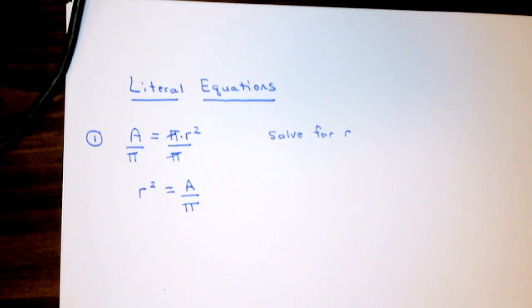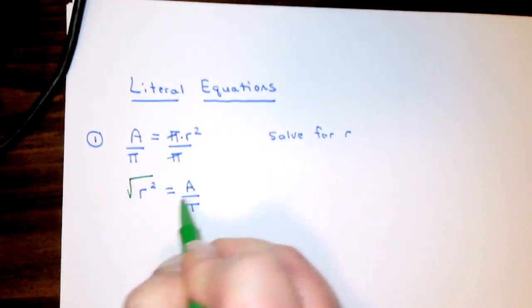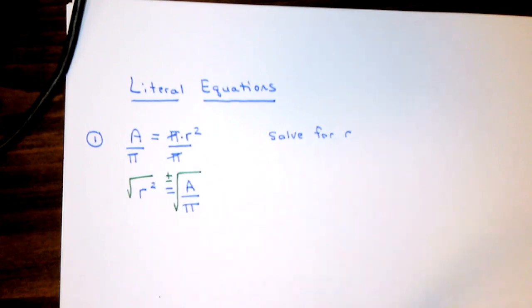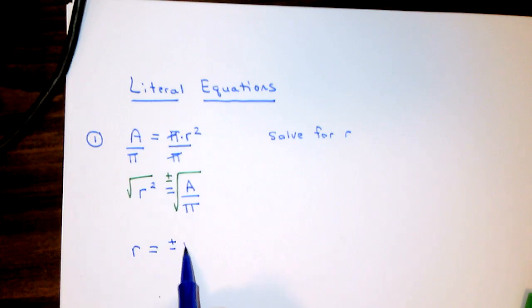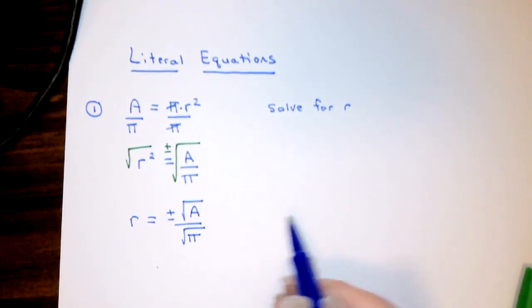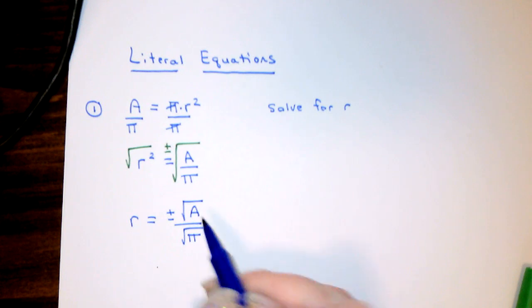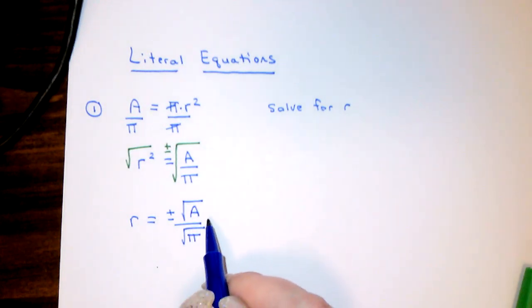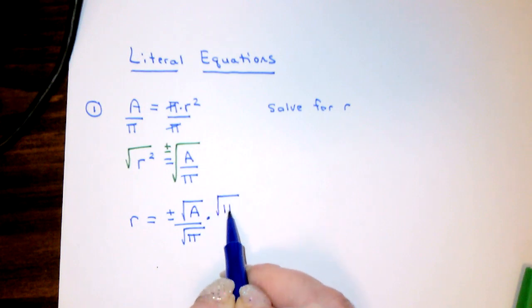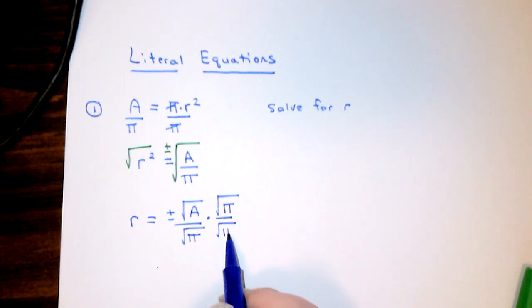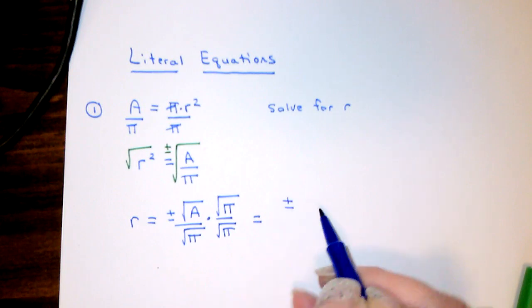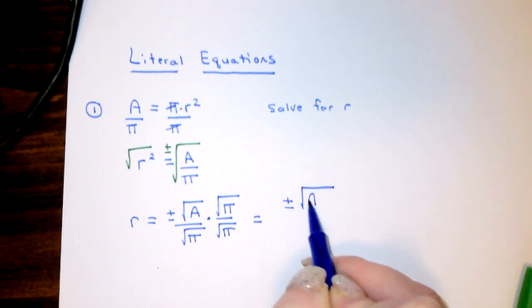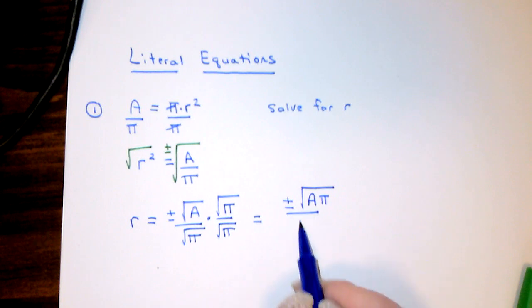Okay, remember to get rid of a square, you take the square root. Don't forget your plus and minus. So we're going to have r equals plus or minus, and I'm going to break this up because the square root is on both parts. Now, remember, you cannot have a radical on the bottom. So to get rid of that radical on the bottom, you're going to have to times by the square root of pi. So you're going to get plus or minus radical a pi over pi.